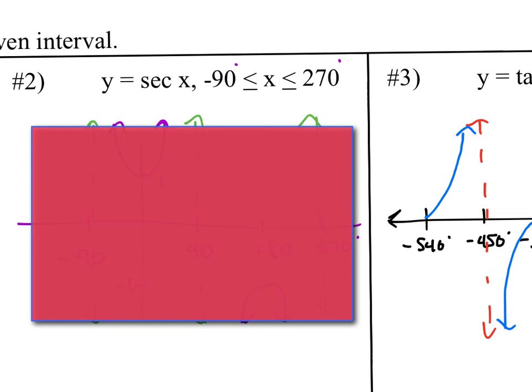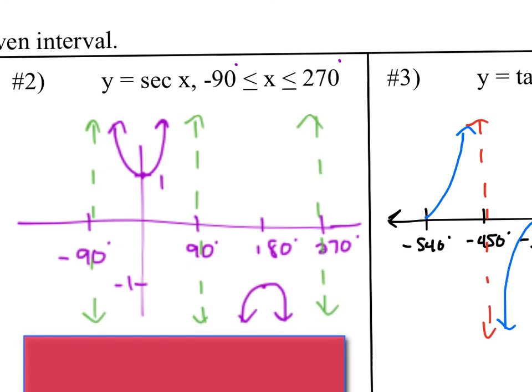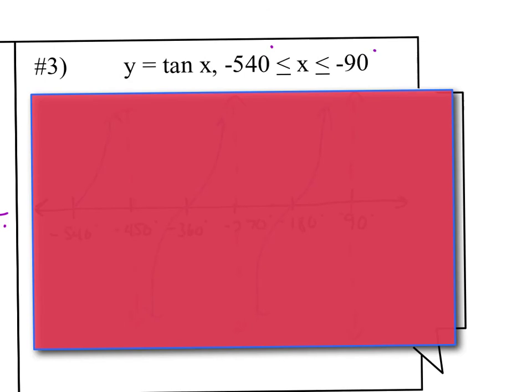Number 2 is supposed to graph secant of x from negative 90 degrees to 270. Here's what that would look like. Secant of negative 90 degrees is a vertical asymptote, which is denoted here. Secant of 0 degrees is 1, so I put a dot there. Secant of 90, vertical asymptote, is undefined. Secant of 180 is negative 1, and then secant of 270 is a vertical asymptote. I memorized my parent graphs, so these dots represent parabolas, like so. And there's my graph.